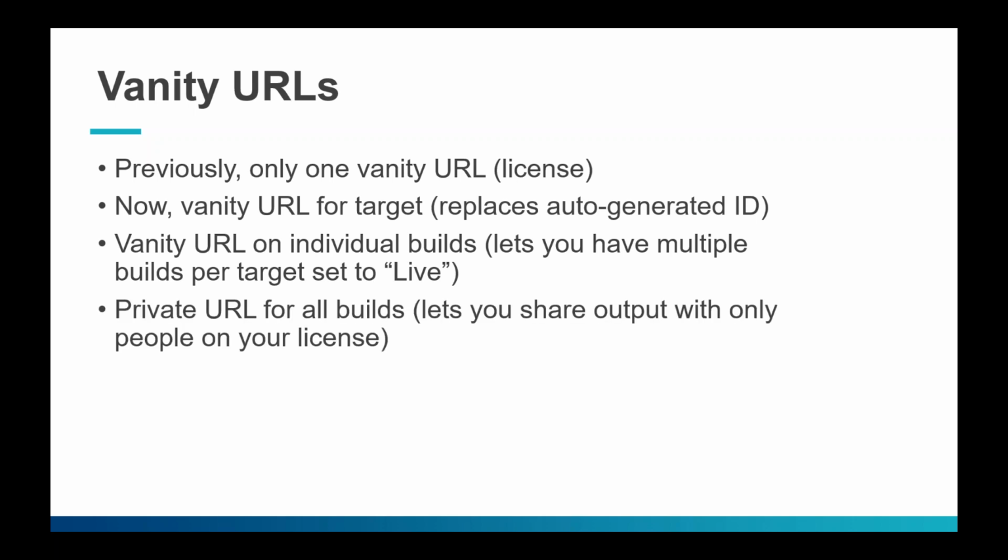The private URL is another new thing, and that has been implemented for all builds. Whenever you build something in Central, you're going to see this private URL, and this is really cool because it lets you easily share your output internally with people on your license, not people out in the public, but it's just a way to get it out there, maybe for people to review.